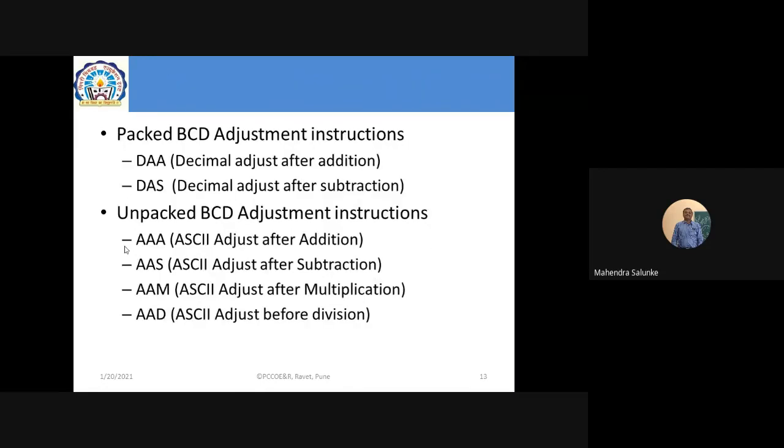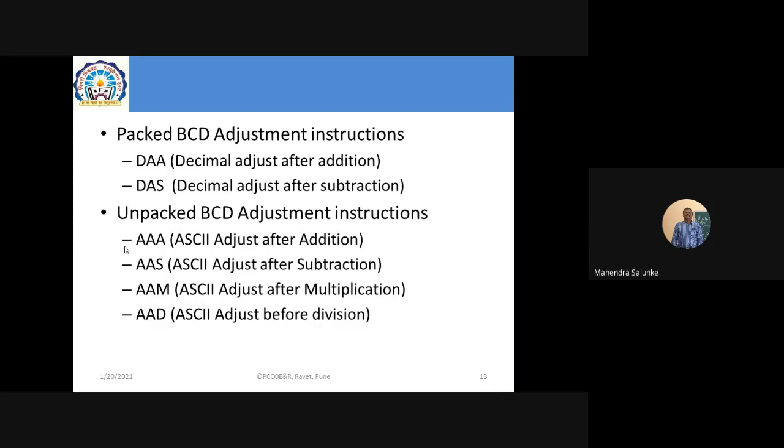Then there are the BCD adjustment instructions. There is DAA, which is decimal adjust after addition. The second one is DAS, decimal adjust after subtraction. Then for unpacked BCD adjustment instructions, there is the AAA instruction, that is ASCII adjust after addition.